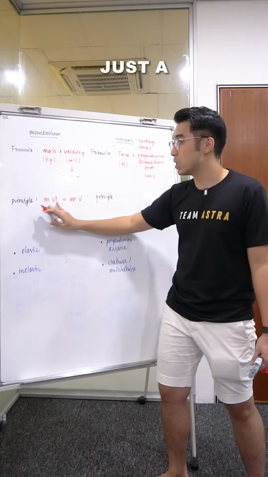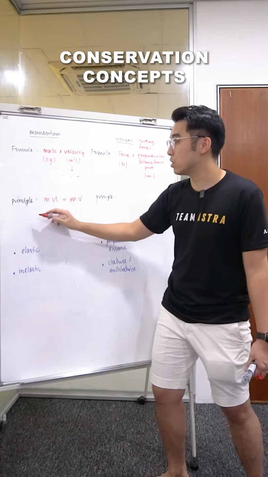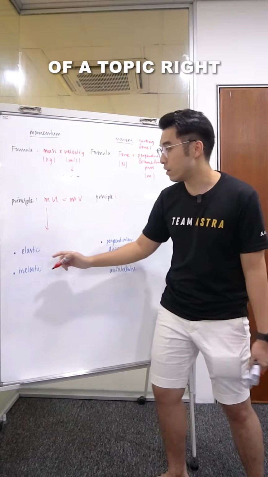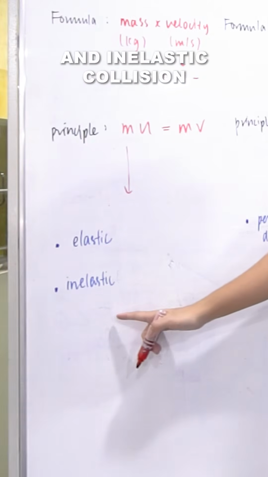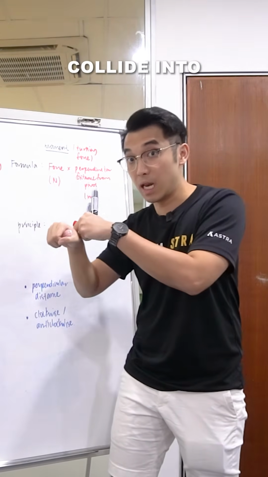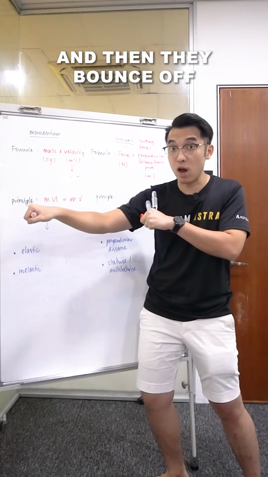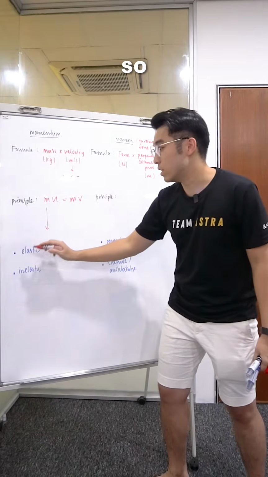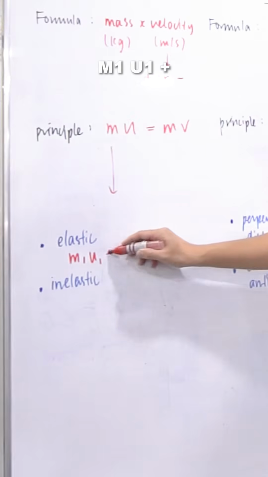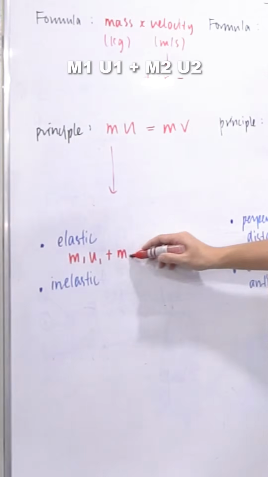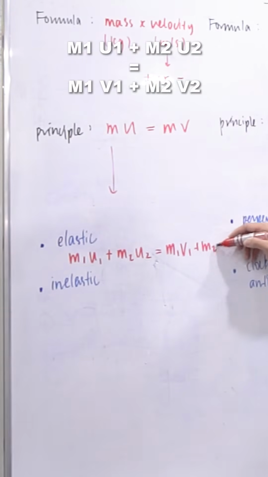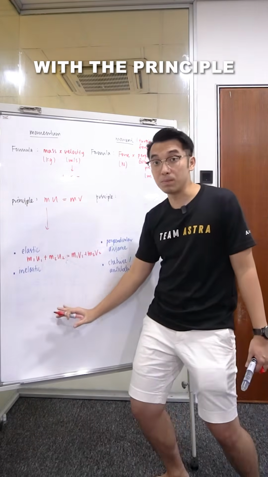This is of course just a simple depiction of the conservation concept, but if you wanted to revolve around the context of a topic, there's elastic and inelastic collision. Elastic collision is when two objects collide into each other and then they bounce off, not sticking together. So there are two objects involved, so you do m1 u1 plus the momentum of the second object m2 u2 equals m1 v1 plus m2 v2, which matches the principle of conservation.